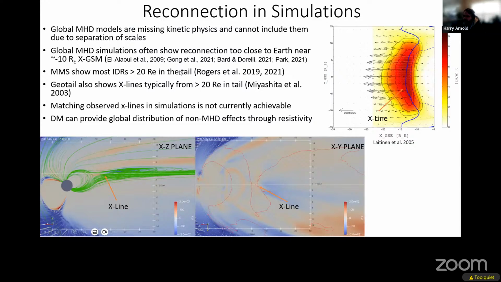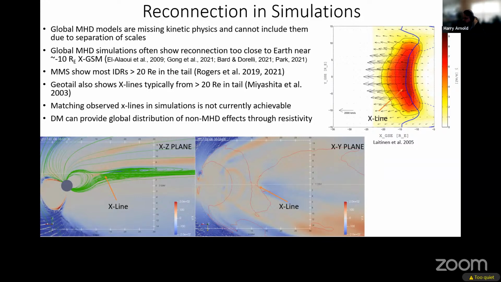However, in reality, these X lines are observed much further in the tail, 20 RE, certainly more than 15 RE, and they only ever get within 15 RE for very strong driving scenarios. But in both these cases, the driving was not very strong, and yet we still get X lines close in.